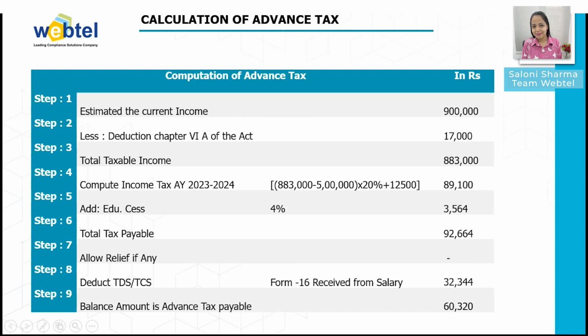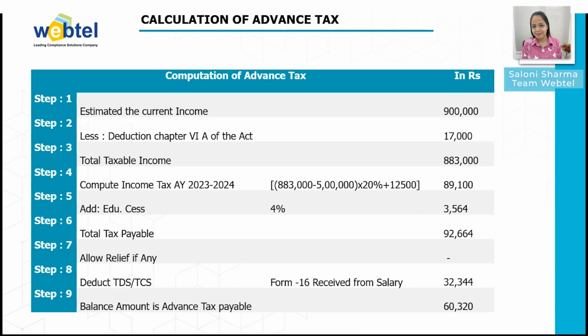For a better understanding of the advance tax calculation, let's take an example. Suppose you have an estimated current income of rupees 9 lakh and you have a deduction of rupees 17,000. So as per the calculation on the third step, total taxable income would be considered 8,83,000 rupees. So you need to calculate the tax as per the slab rate at step number 4. And after the calculation of the tax, add the education cess at the rate of 4%. So the total tax payable amount would be considered as 92,664 rupees. Less, if any relief amount is there.